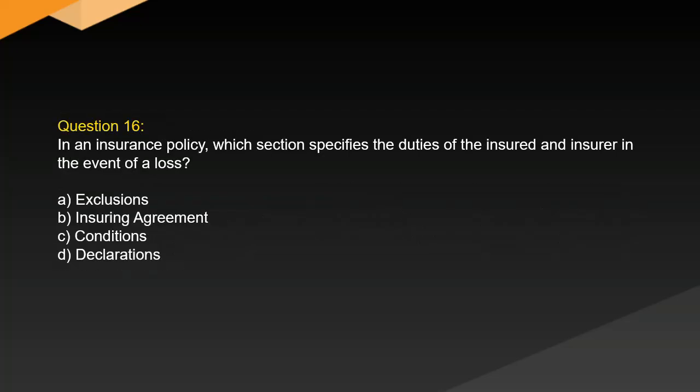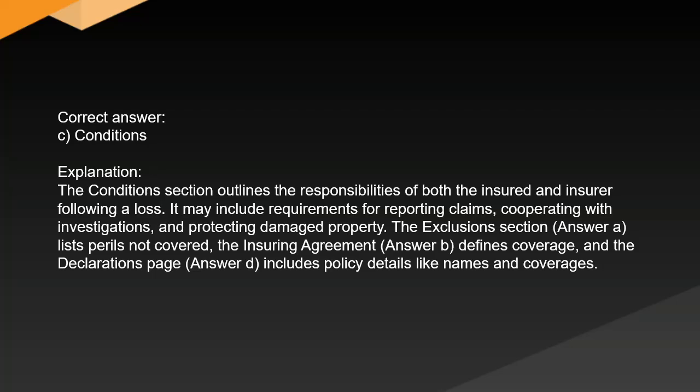Question 16. In an insurance policy, which section specifies the duties of the insured and insurer in the event of a loss? A. Exclusions. B. Insuring agreement. C. Conditions. D. Declarations. Correct answer: C. Conditions.